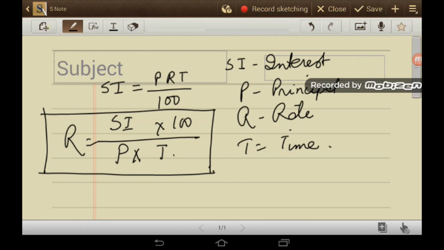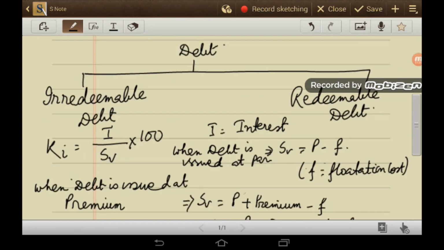Now you may argue how this can be helpful for formulating cost of debt and cost of equity. This R is the nominal rate of interest, the nominal rate. But when we calculate the cost of debt or cost of equity, it is the effective rate. Now let me explain. You have two types of debt. One is irredeemable debt and the other one is redeemable. So let us first discuss the irredeemable debt.